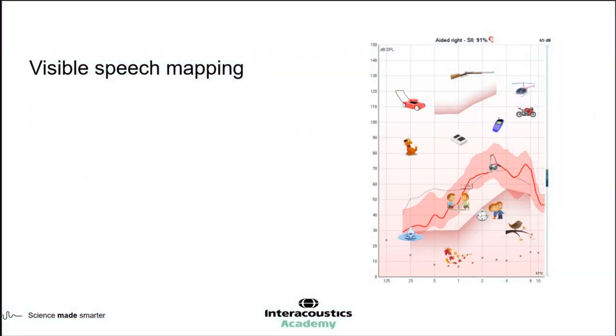So this is an example of the visible speech mapping screen, which we've already seen today. The way you can set it up is to have it showing the aided situation versus the unaided situation for the same ear. Or you could have it demonstrate left versus right, which is really useful for those asymmetrical losses. In visible speech mapping, you can demonstrate the live voice.